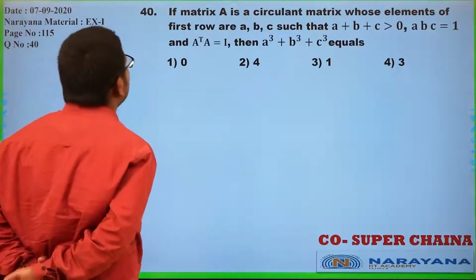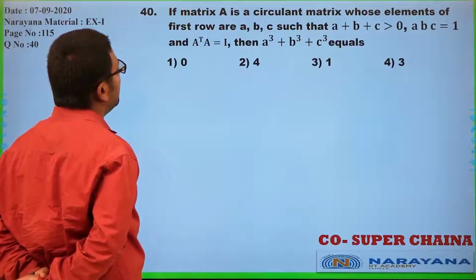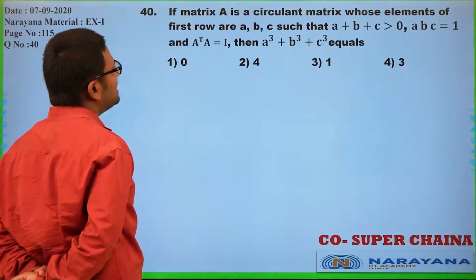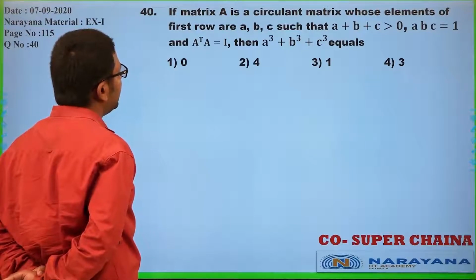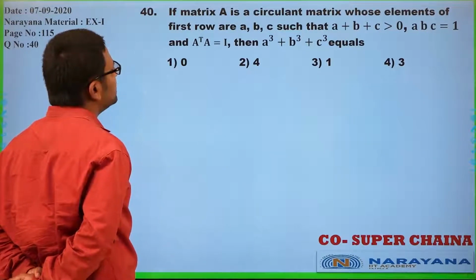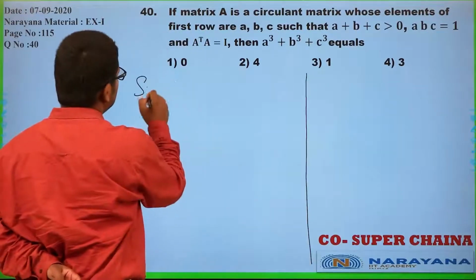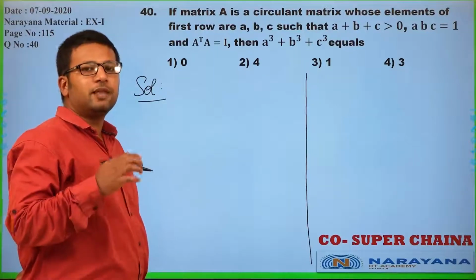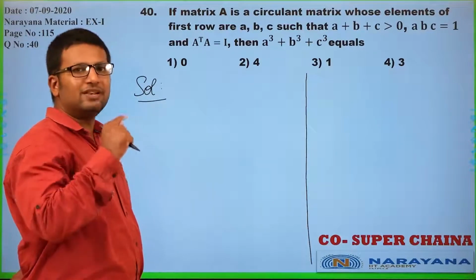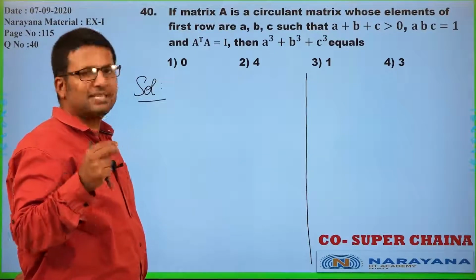Alright, if a matrix A is a circular matrix whose elements of the first row are a, b, c such that a + b + c is positive, abc is 1, and A transpose A is I, then a³ + b³ + c³ equals what? So, first of all, what is a circular matrix? A circular matrix is one in which the rows cycle. Here we will just take the elements as a, b, c.